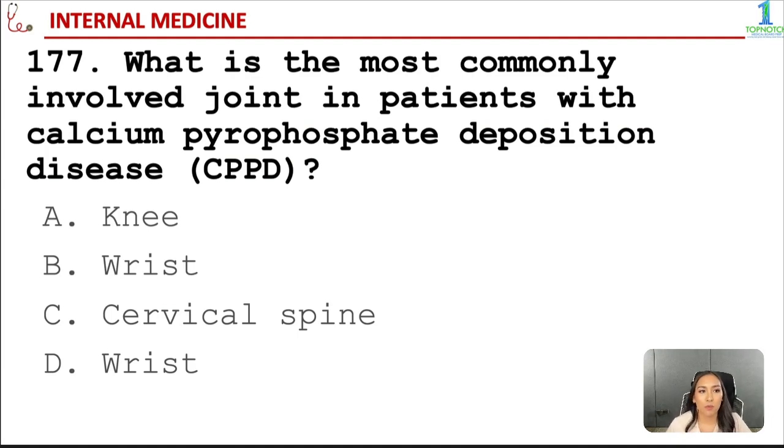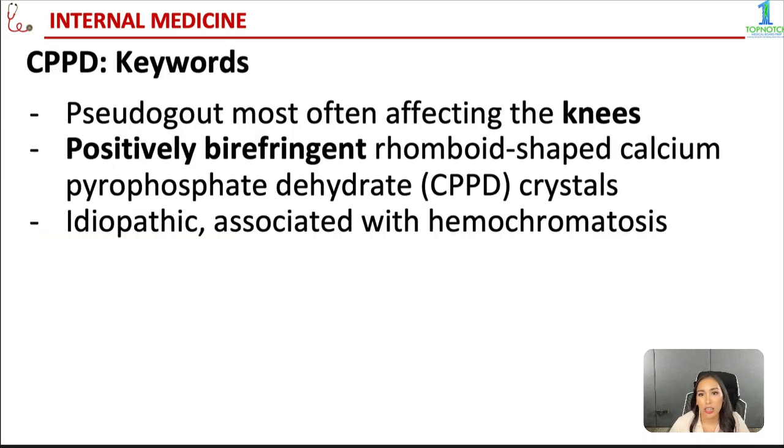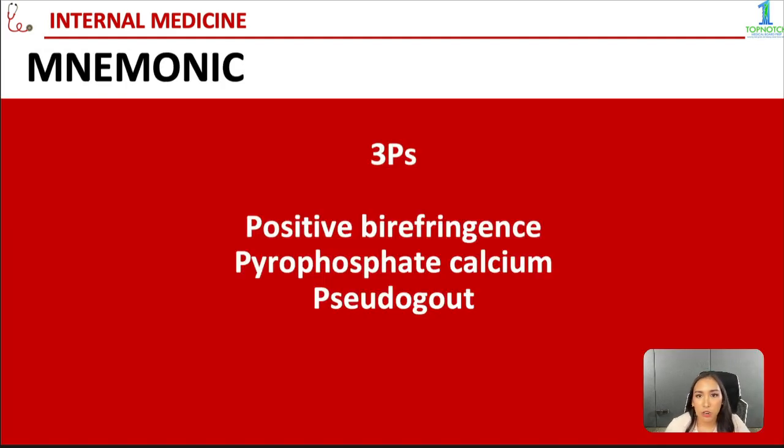177, what is the most commonly involved joint in calcium pyrophosphate deposition disease? It's actually the knee. Okay, let's look at the CPPD keywords. Pseudogout, most often affecting the knees. Positively birefringent, rhomboid-shaped calcium pyrophosphate dihydrate crystals. It's usually idiopathic or associated with hemochromatosis. Look at the 3 P's of CPP disease. Positive birefringence, pyrophosphate calcium, and pseudogout.